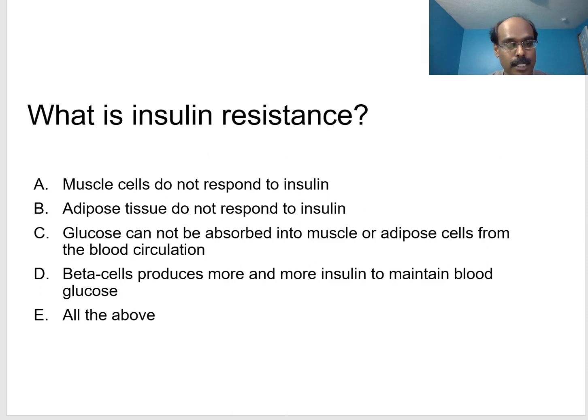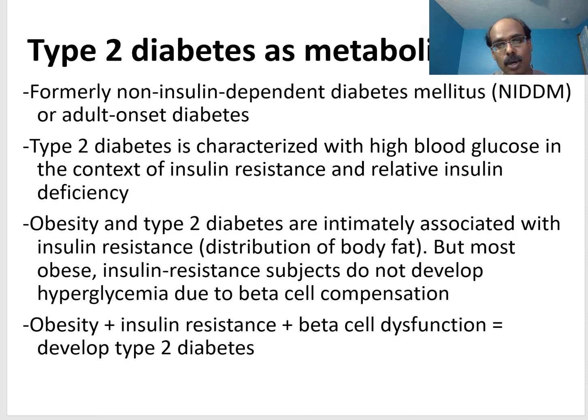Now we have learned about insulin resistance, and I wanted you to go to type 2 diabetes as metabolic syndrome. What is type 2 diabetes? This is often referred to as non-insulin dependent diabetes or adult onset diabetes. We no longer call it adult onset diabetes because we have seen adolescents of 10 to 13 develop type 2 diabetes, because they are obese, and severely obese children do develop type 2 diabetes.